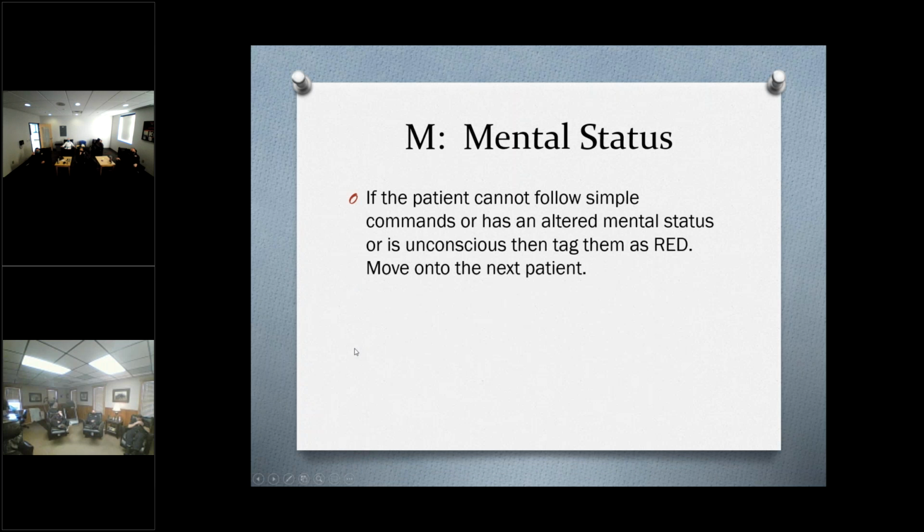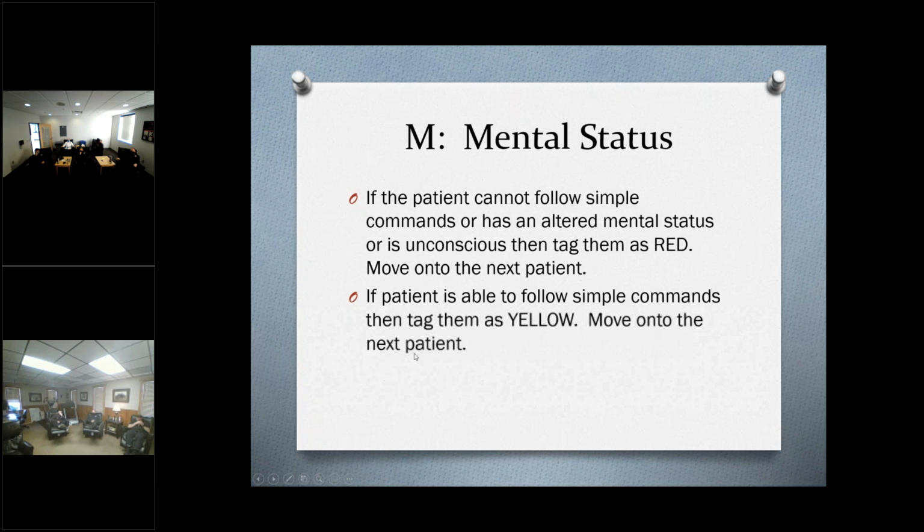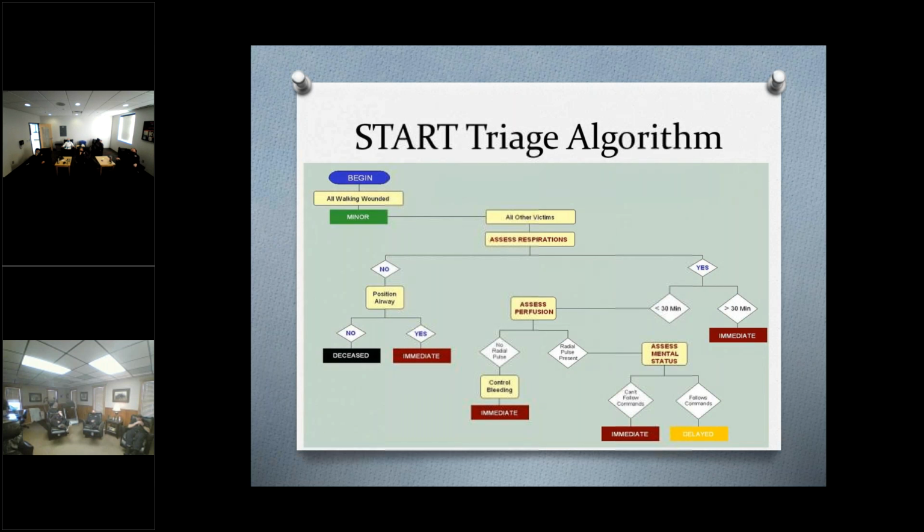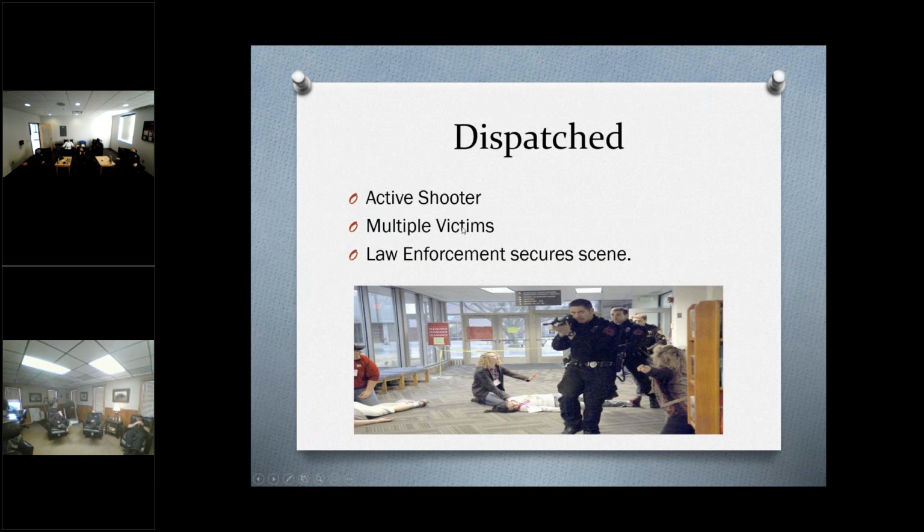Now with mental status, if they are altered at all, then they're going to be classified as critical and or red. If the patient is alert and oriented, they're going to be classified as yellow. Because remember, at this point, we have determined that this patient cannot move themselves, so they wouldn't be tagged as green. This is the algorithm that we're going to utilize. Very easy. Again, assessment: respirations, perfusion, mental status, respiratory rate, distal pulse, and whether that patient is alert and oriented or not.